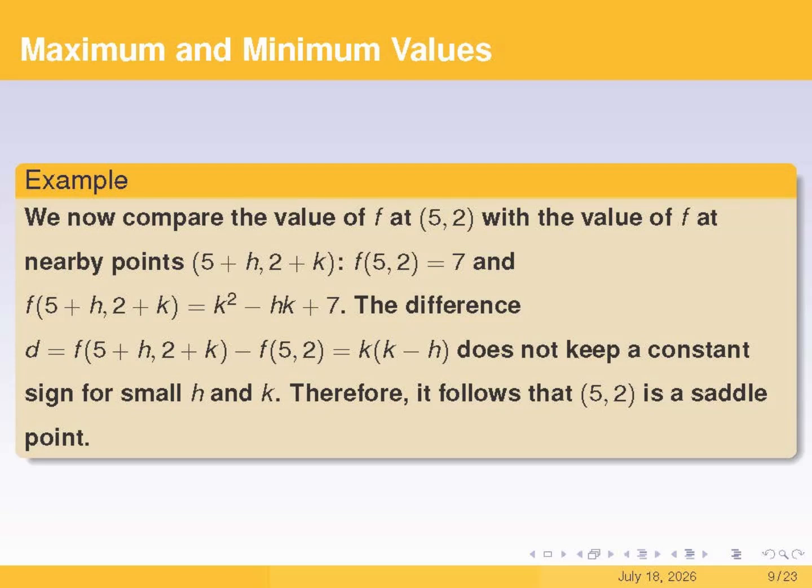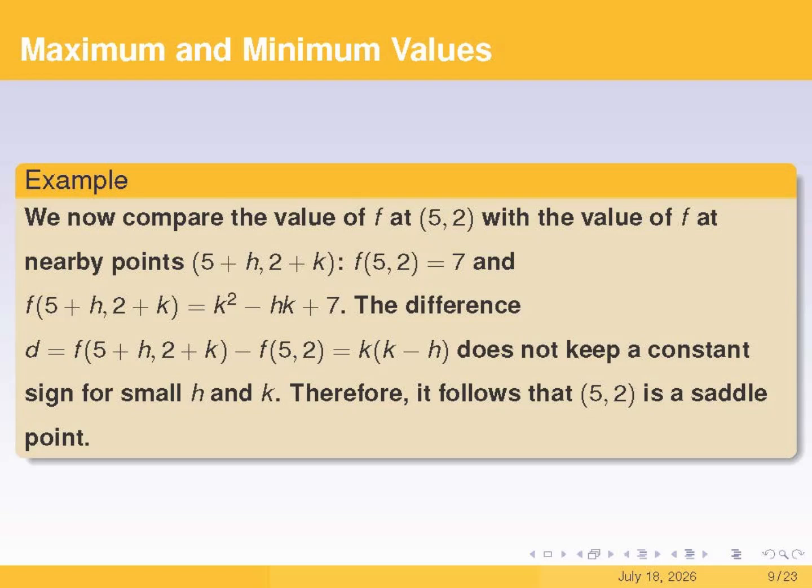Then, let's subtract the function value at (5, 2) from the value at (5 + h, 2 + k), which is the equation on the fourth line. With some basic algebra, we get that this difference comes out to k times (k minus h).